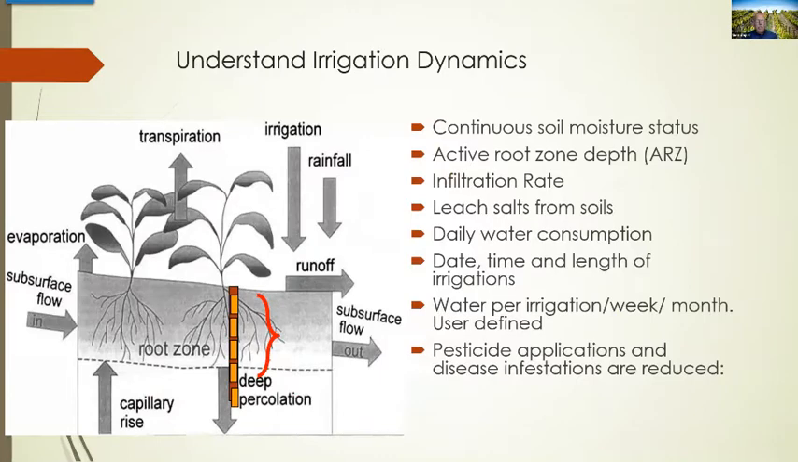Understanding the irrigation dynamics, it's the classic curve and the things that we always see here, but continuous soil moisture status is critical. Knowing where your active root zone is, like we talked about, what that depth is, infiltration rate, how do I leach salts, what's my daily water consumption.